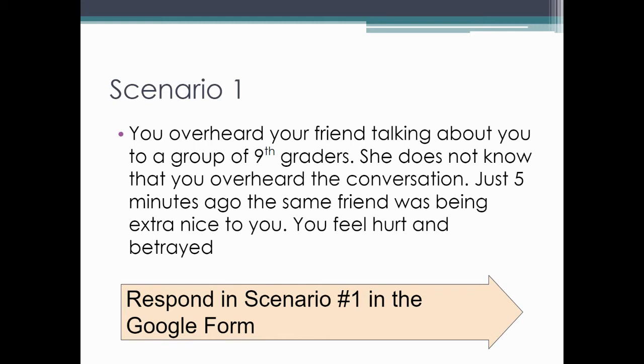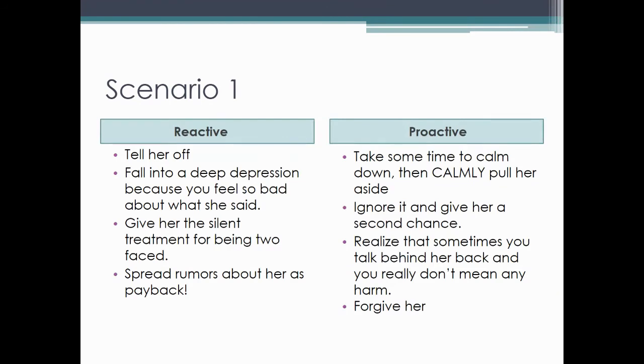Okay, so you're going to come up with a couple examples for this scenario, but let's do one together just to go over a couple of these. So some examples of reactive and proactive solutions. A reactive solution would obviously be to walk right up and tell her off, right? Tell her how much she's hurt you and she's a terrible friend and she's fake, and all of these other things that you could say to her, maybe that aren't so nice.